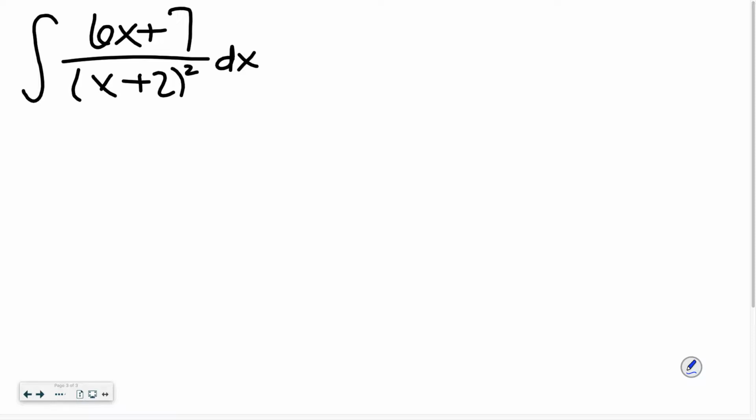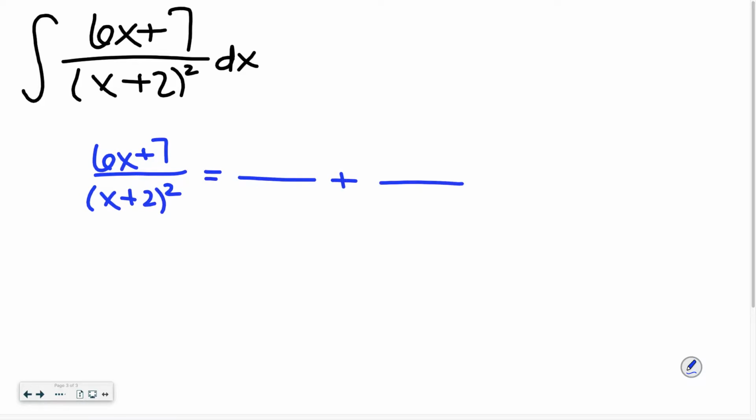Option number 2 would be to break this up in partial fraction decomposition. So we would take 6x plus 7 over x plus 2 squared. And you said that there are 2 factors, so we need 2 fractions, right? Well, what's one of our denominators? X plus 2. Okay, if both of them are x plus 2, can't I add them together? Yep.